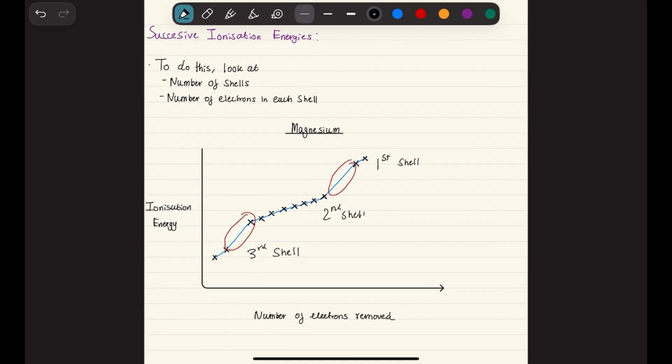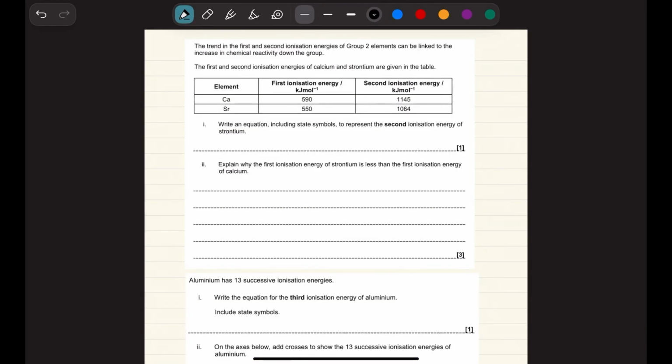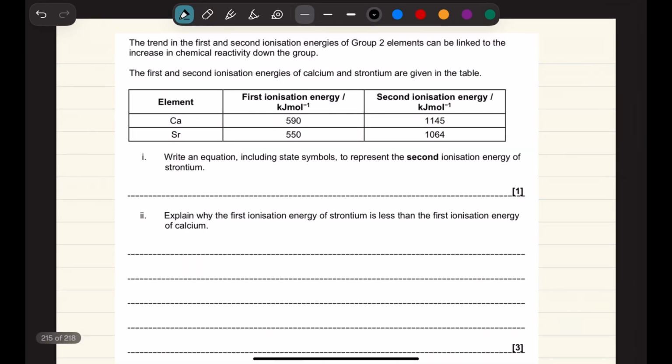Yeah. And they can also ask you to interpret. So just think about such things. Okay, so I've tried to be as succinct as possible, but it's time to do some questions. So we've got our first question here. Remember to pause if you need to.